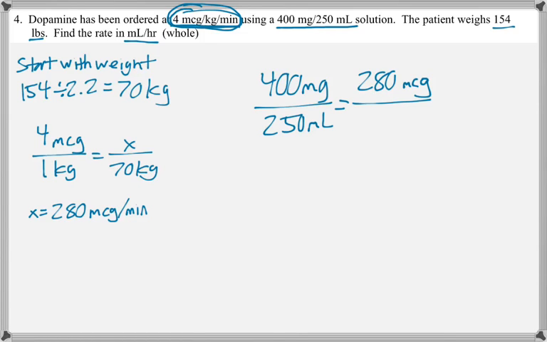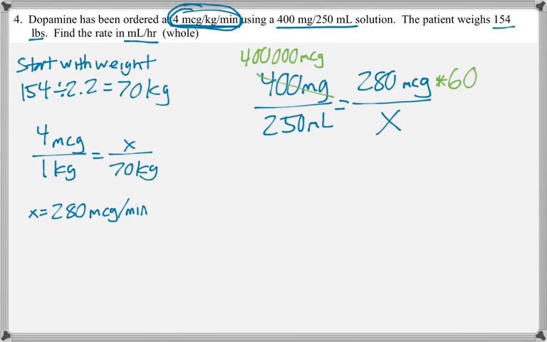And before I solve this, I need to do two things. I need to convert this to 400,000 micrograms, and I need to multiply the 280 by 60 because that 280 is per minute and we need it to be per hour.